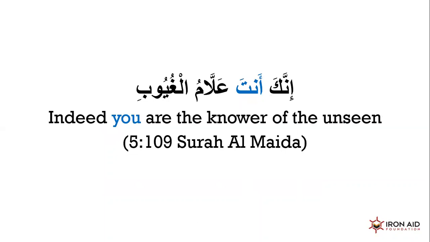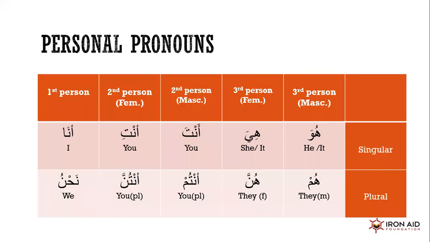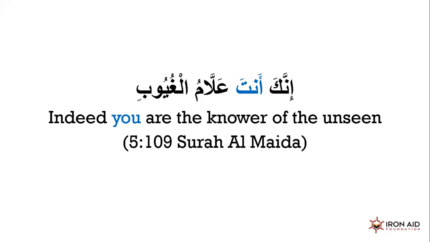إنك أنت علام الغيوب. Indeed, you. Okay, so this is talking to Allah now. So you use the second person because you want to say you. The second person, masculine, singular, which is anta. If we go back to the table, second person, masculine, singular, anta. So it's just talking to one person, and we're talking about Allah. So innaka anta allamul ghuyubi, the knower of the unseen.